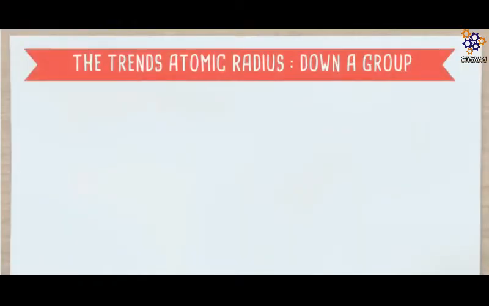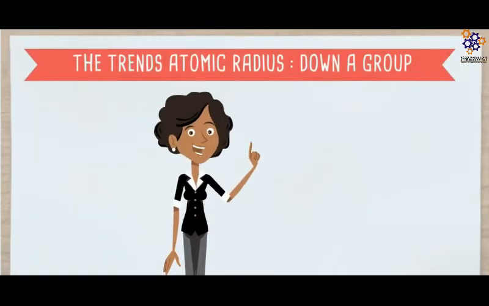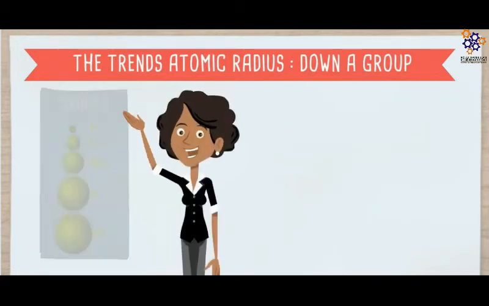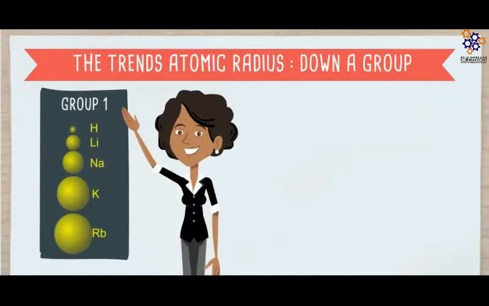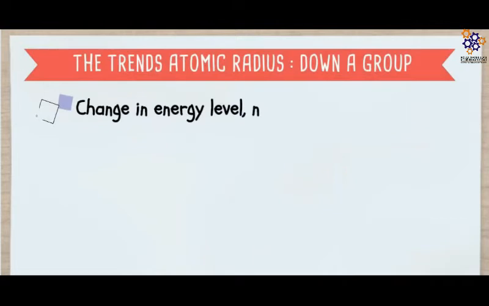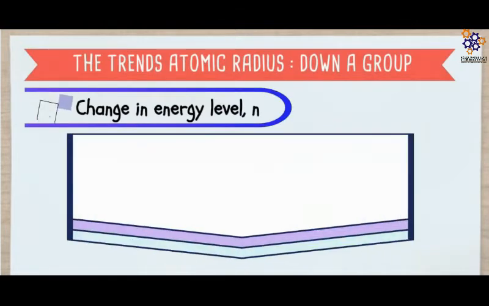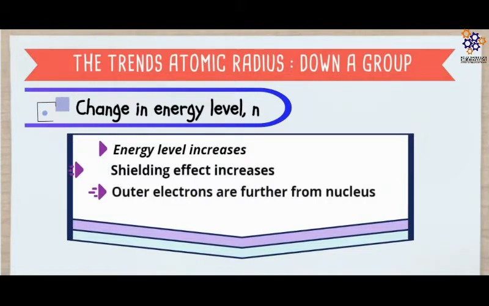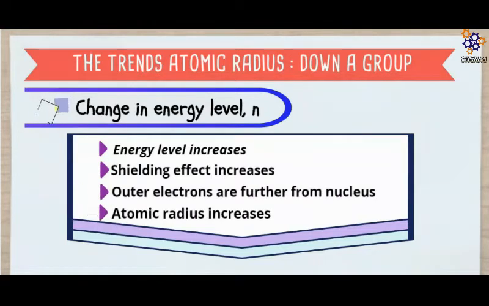The trend in atomic radius down a group. Atomic radius generally increases in a group from top to bottom. For example, going down group 1, we can see that the atomic radius increases from hydrogen to rubidium. This is due to the change in energy level. Down a group, energy level increases. Shielding effect increases. Outer electrons are further from the nucleus. Atomic radius increases.